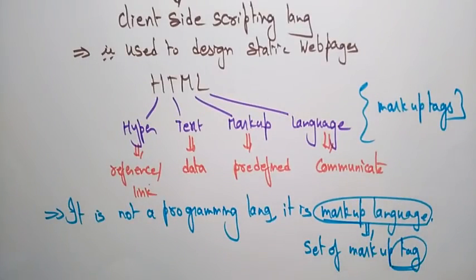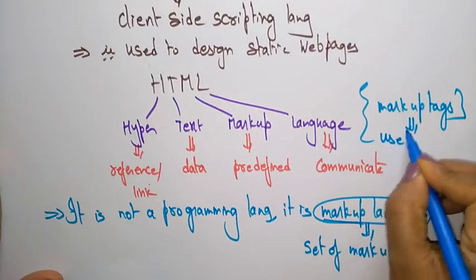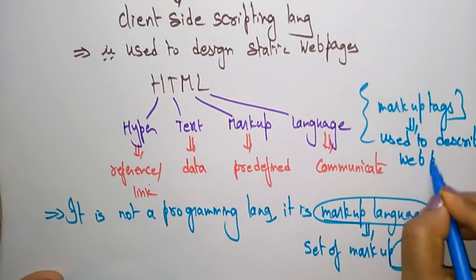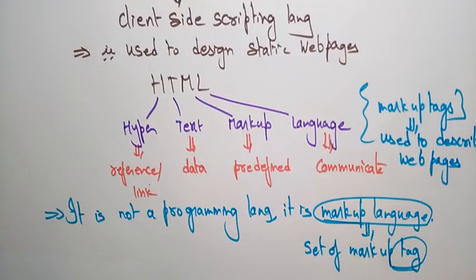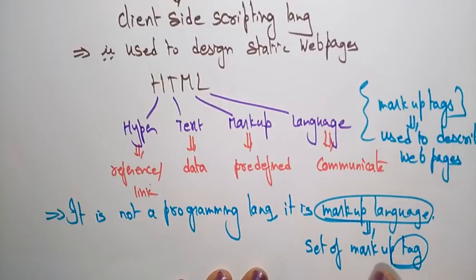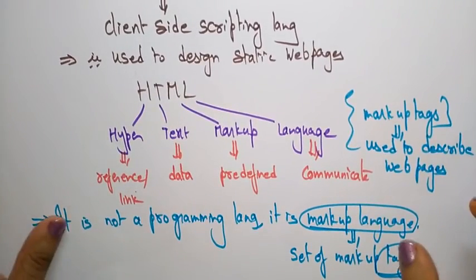The markup tags are used to describe web pages. So don't be confused. HTML is not a programming language. You just call it a markup language. Whereas a programming language is in the form of English-like sentences, a markup language is just a set of markup tags. So what do these markup tags consist of? The markup tags are used to describe the web pages.